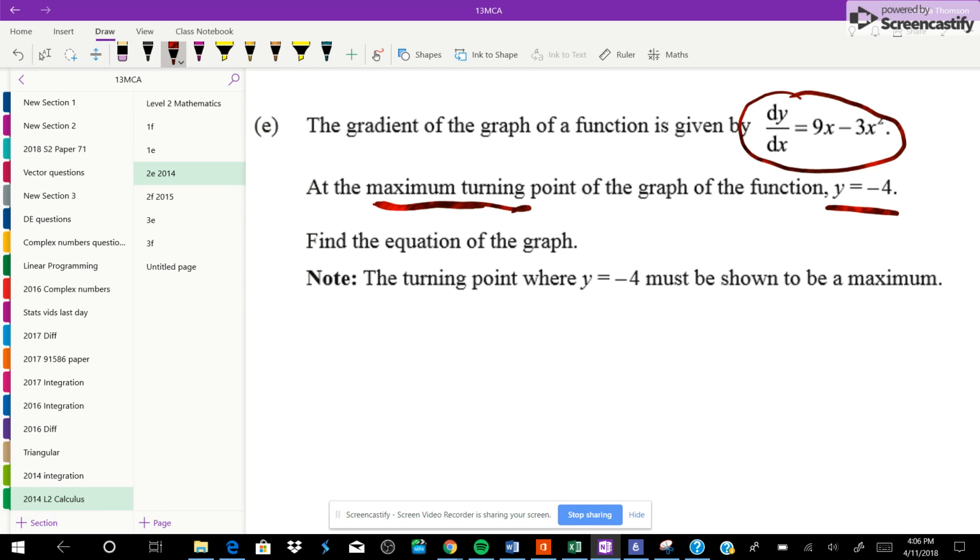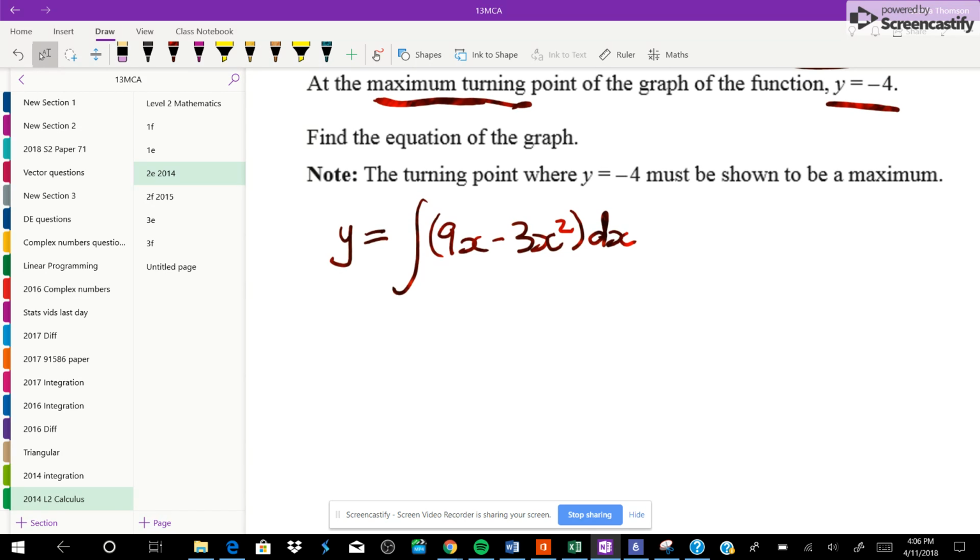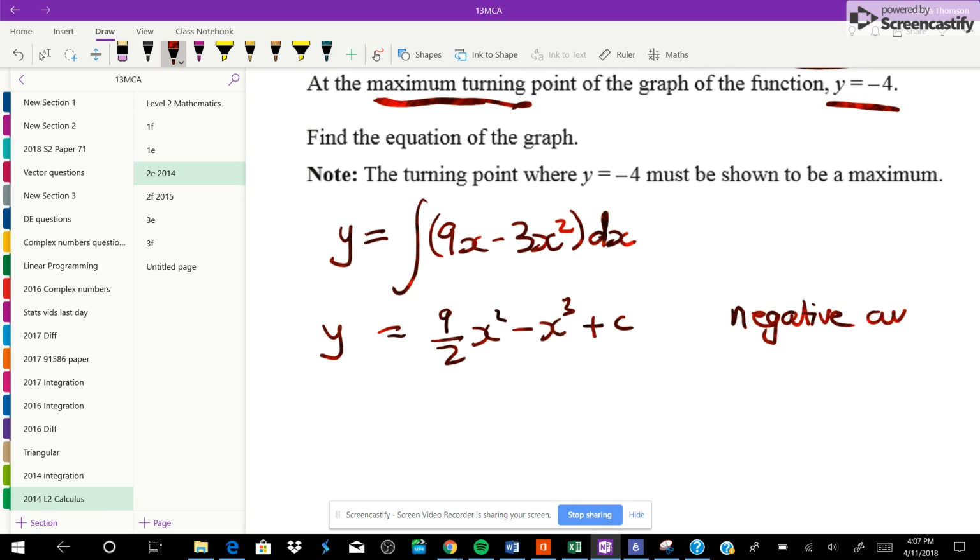So there are a few ways to approach this, but the first is probably to anti-differentiate and say that y will equal the antiderivative of this. So working this back gives me 9/2 x squared minus x cubed plus c. So this is what we call a negative cubic. And that's very useful information because I can now sketch the shape of the graph. It's going to go like this.